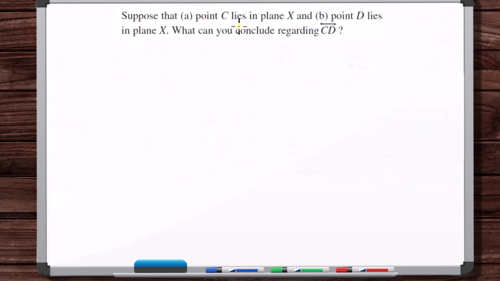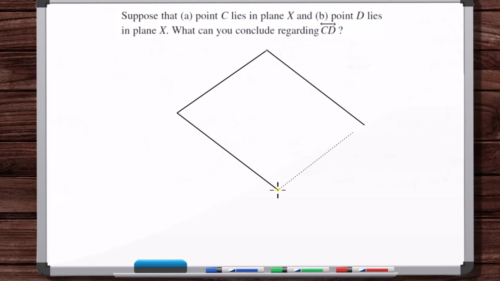Suppose that point C lies in plane X and point D lies in plane X. What can you conclude regarding line CD? All right, so we've got a plane here. A plane is like a line. It extends infinitely. That's how you think about it. It extends infinitely in all its directions. All right, so this is plane X. Now, point D lies in plane X.